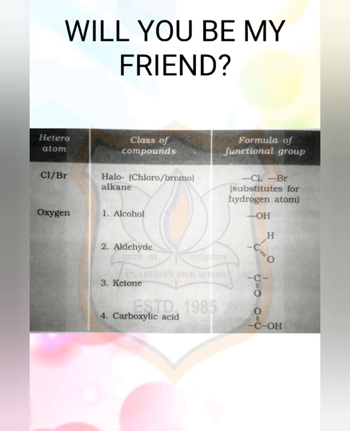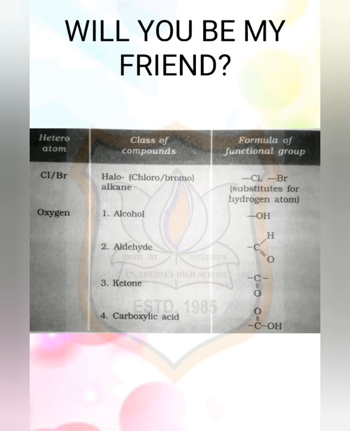The next one is the oxygen group. The very first for this is the alcohol group, and the formula for the alcohol group is OH. It will attach OH to the carbon chain by removing one hydrogen atom. And the names will be methanol, ethanol.